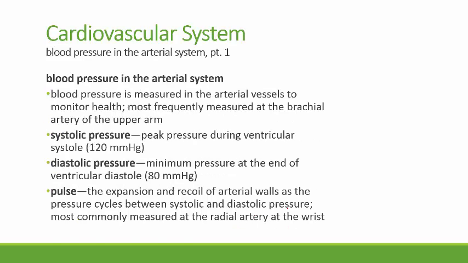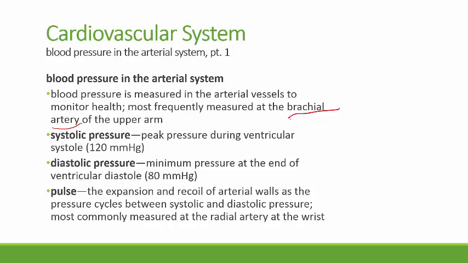So, when we want to track or monitor blood pressure in the arterial system, and that's where we do most of the monitoring of blood pressure, it's most frequently measured at the brachial artery in the upper arm. When you're looking for what is a normal or an average blood pressure, we're looking for a peak pressure during ventricular systole of about 120 millimeters of mercury, while a minimum pressure, diastolic pressure, should be somewhere in the area of 70 to 80 millimeters of mercury.